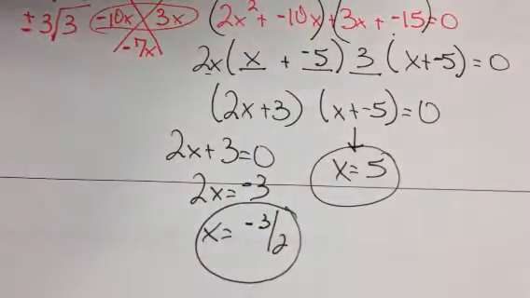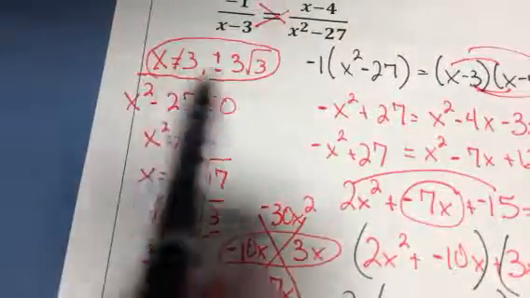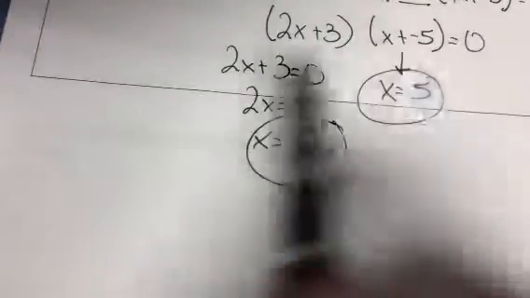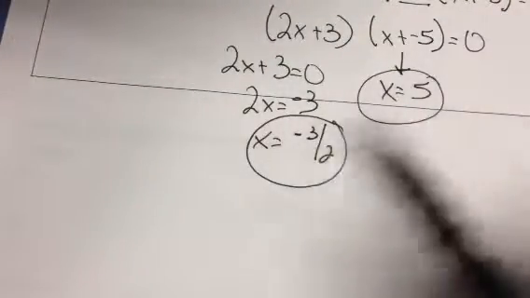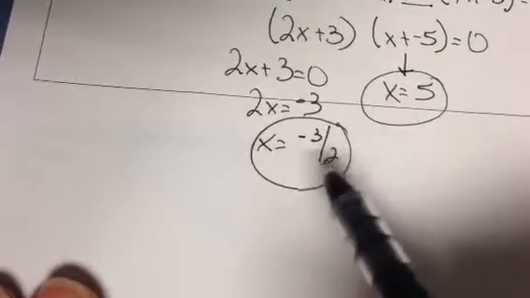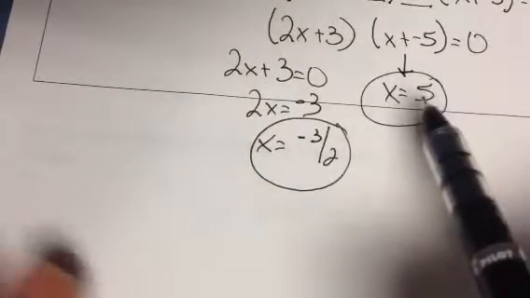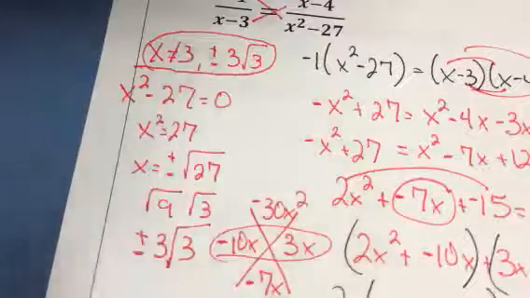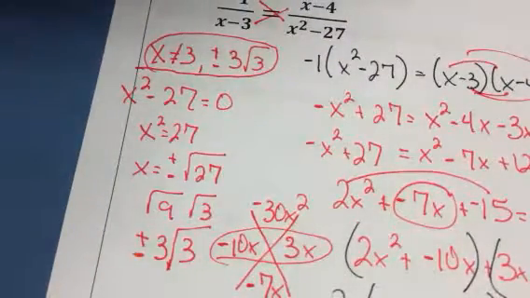So now that they are my solutions, I want to see were any of those in my excluded values or domain restrictions. Because if I can't use them in the original problem, they definitely can't be my answer. And as it turns out, no. So this is my answer, negative 1.5 and 5. And then this is my domain restriction. Okay? All right, let's take a look at the next one.